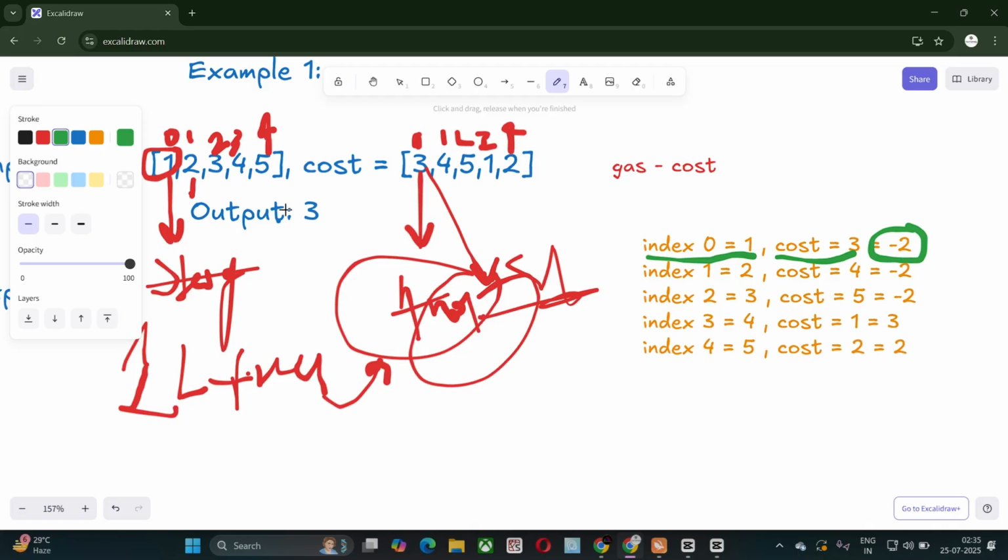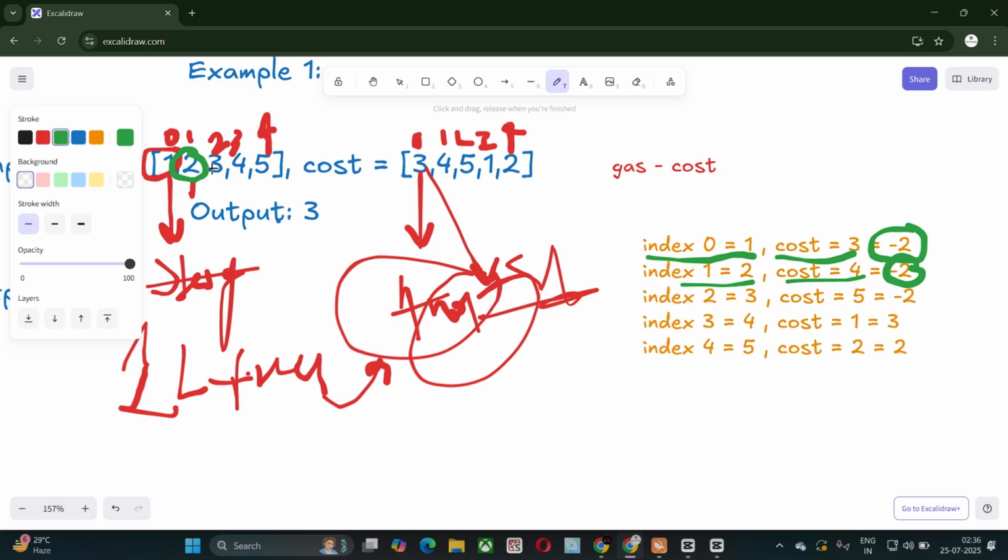Next, at index number 1, the value is 2, which means we have available gas of 2, and the cost is 4. That is also minus 2. We have only 2 gas to travel to our next station, and the required fuel is 4. So we do not have sufficient gas to arrive at the next station.